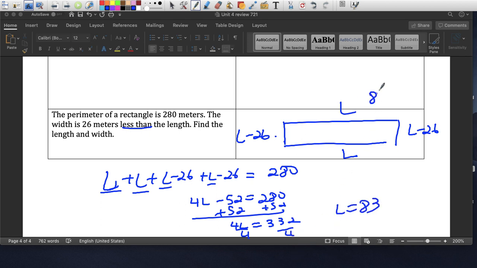So if the length is 83, which means this is 83, this is 83. And to find the width, we're going to do 83 minus 26, and that's going to give us 57. This is 57, that's also 57. And then if you had time, if you wanted to confirm, add 57 plus 57 plus 83 plus 83. It should give us 280. And if it does, you're okay.